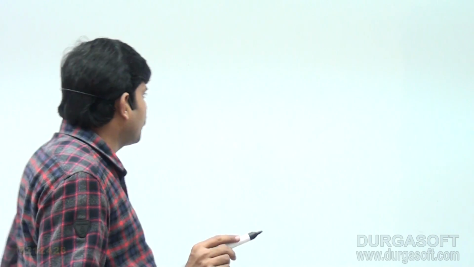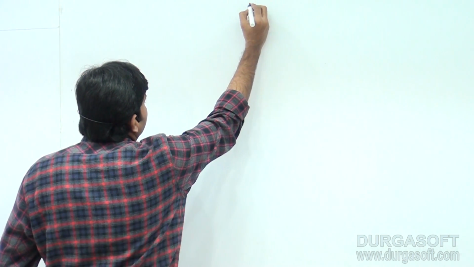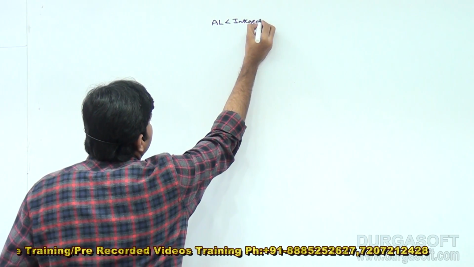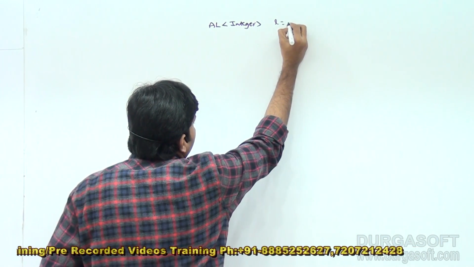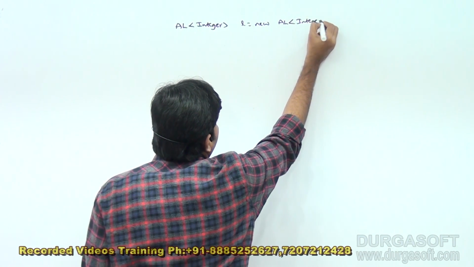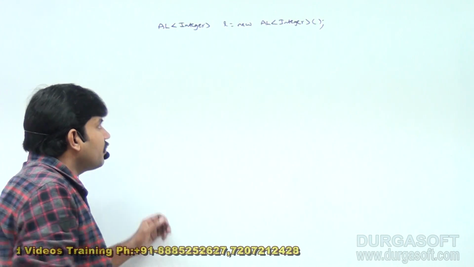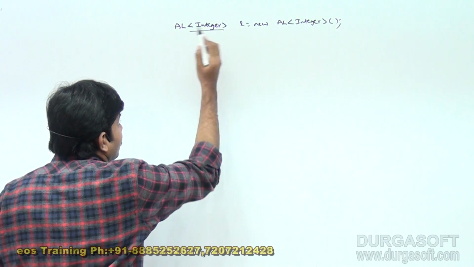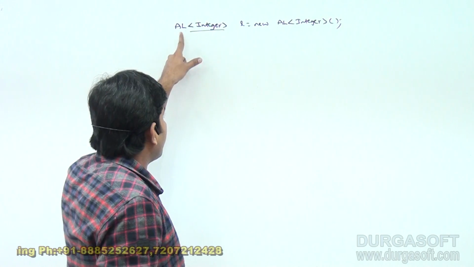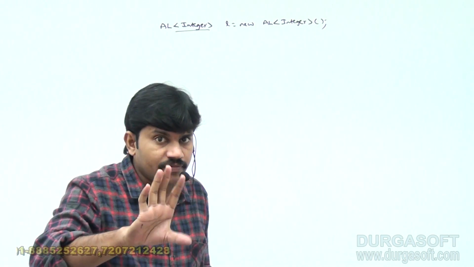Just observe a bit carefully. I have one ArrayList. ArrayList of Integer: L is equal to new ArrayList of Integer. I have one ArrayList object. I hope everyone is aware of what these angular brackets mean. Angular brackets mean generics. This ArrayList can hold only Integer type of objects. It's the generic version of ArrayList, right?